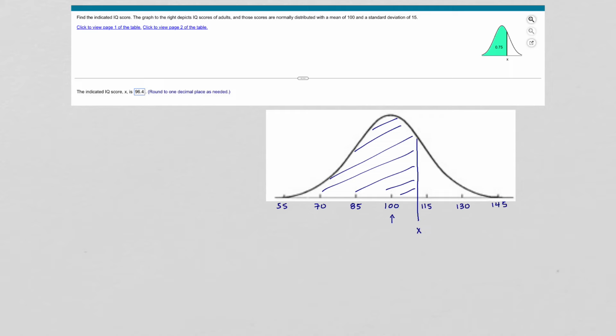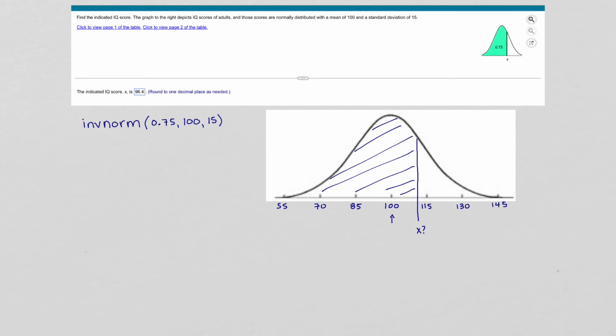So in order to calculate this in our graphing calculator, we're going to use the inverse norm function because we know the percentage, we know the probability or the area, and that's the 75%. And we know the mean, which is 100, and the standard deviation is 15. If I knew boundary values and I wanted to find the area, I would use the normal CDF function. But in this case, the question is, what is the X value here? What is the IQ score that separates the bottom 75% from the top 25%?